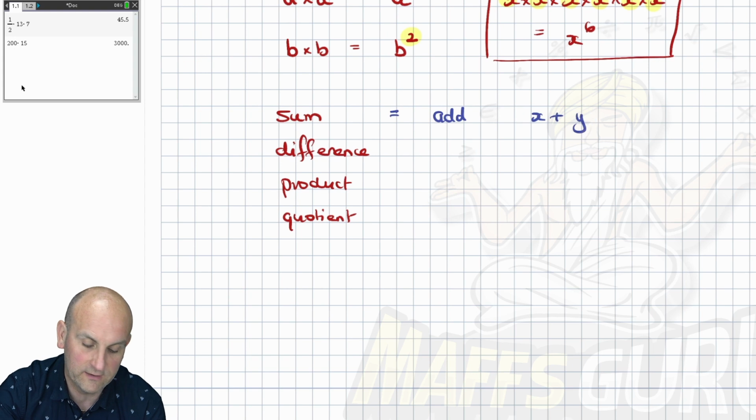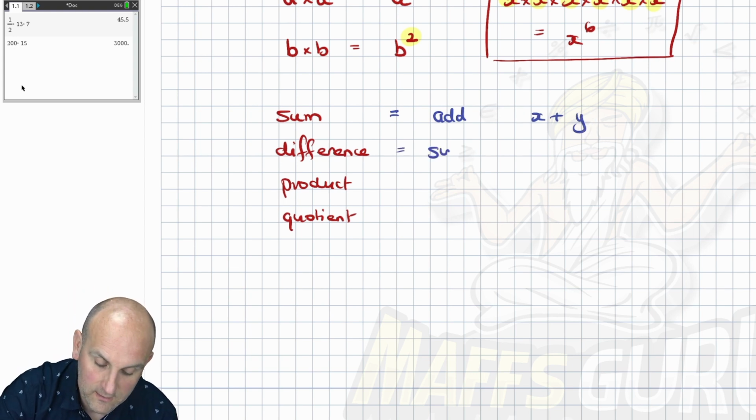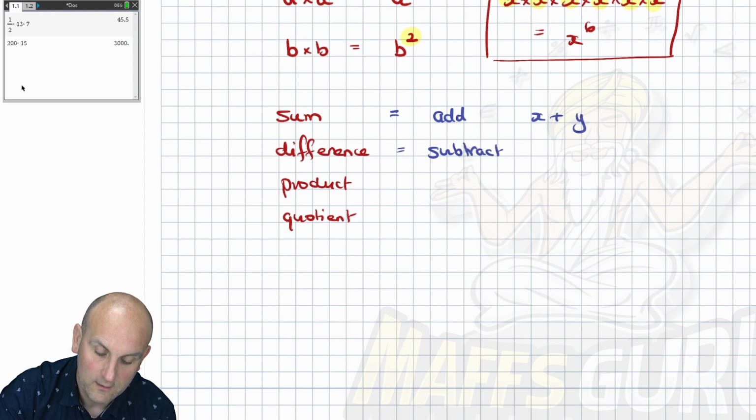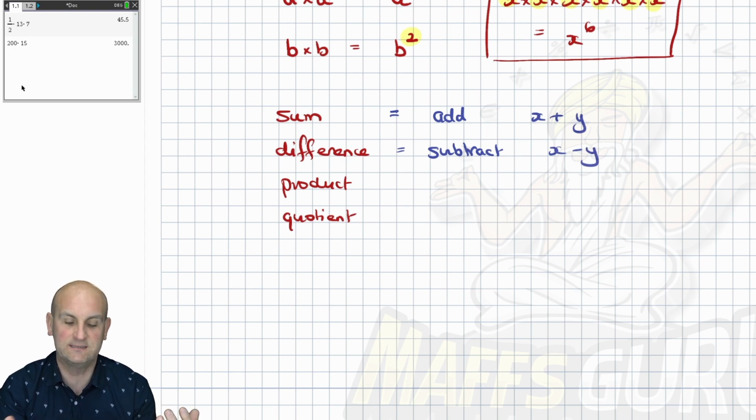I won't put brackets on there because that'll confuse. Difference, well, if I'm trying to find the difference, then I am subtracting. So I would have X minus Y in that situation. I'm just choosing random letters here. I could have chosen any letters in the world, but if I'm looking for the difference between X and Y, I would do X minus Y.